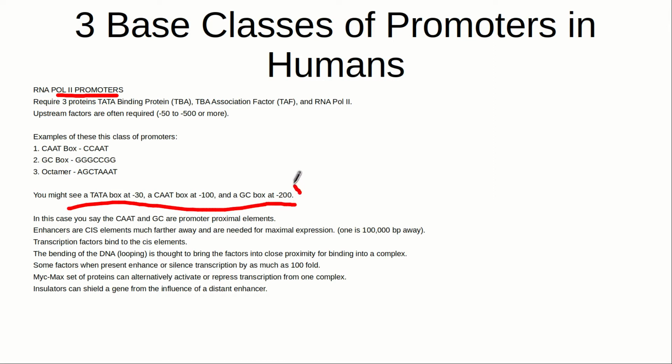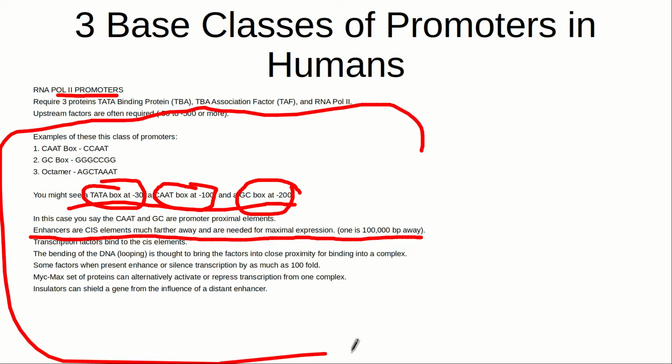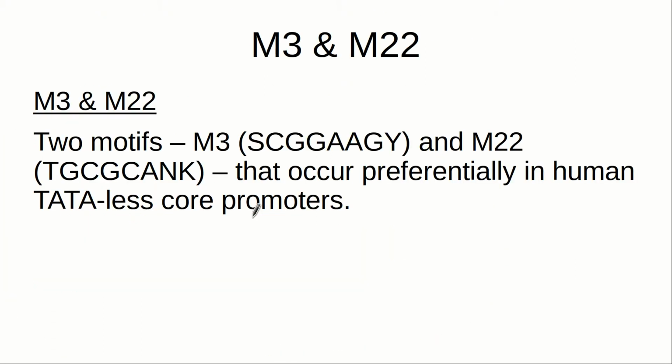Notice the GC box is quite a bit downstream. The CAT box is also, the TATA is at -30. All right, so the TATA is very close to the proximal promoter. These are kind of out there in, maybe you call them, actually this is very close to the core promoter. These are more in the proximal promoter. All right, and other enhancers like 100,000 base pairs away. You're really far away. So this is a good one to read. All right, read that one. All right, M3 and M22. Look for these. Someone in your group needs to look for these.